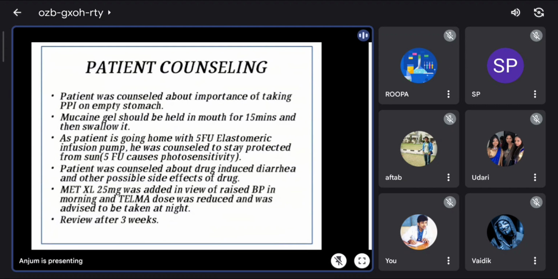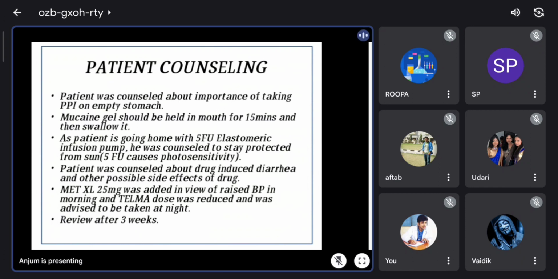And we have 5FU. 5FU has the tendency of causing photosensitivity to the patient. You know what is photosensitivity? There are two types of photosensitivity. One is the photosensitivity of the drug, and another is of the patient. Like when we are giving a medication, either the drug is photosensitive or after administering, the patient gets photosensitivity. So 5FU causes photosensitivity to the patient. We counseled the patient about that and asked him to avoid sun for these 48 hours.